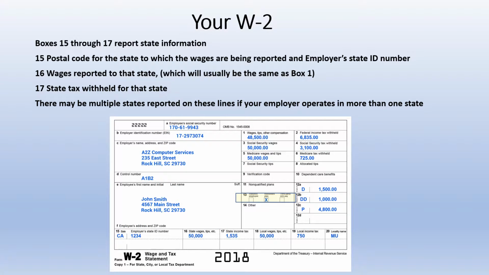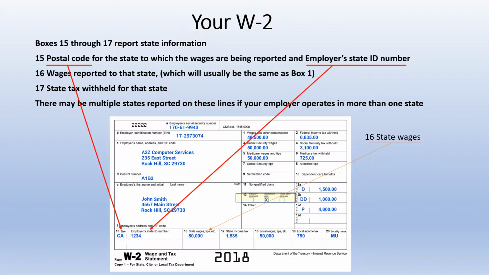Boxes 15 through 17 report state information. Box 15 contains the postal code for the state to which the wages are being reported and the employer's state ID number. Box 16 contains wages reported to that state, which will usually be the same as Box 1. Box 17 contains state tax withheld for that state. There may be multiple states reported on these lines if your employer operates in more than one state.